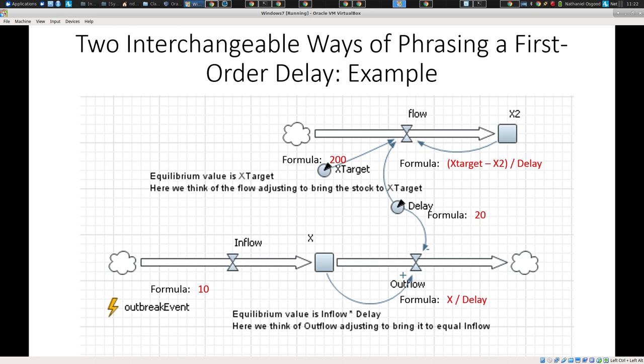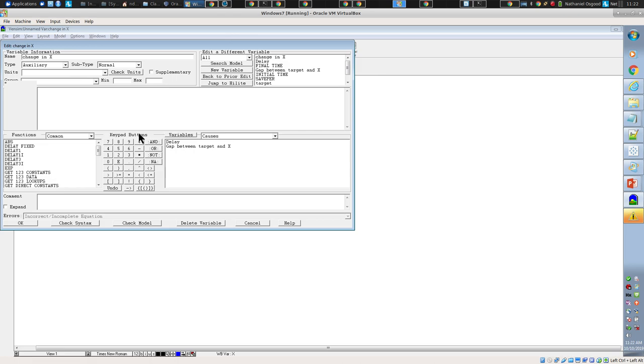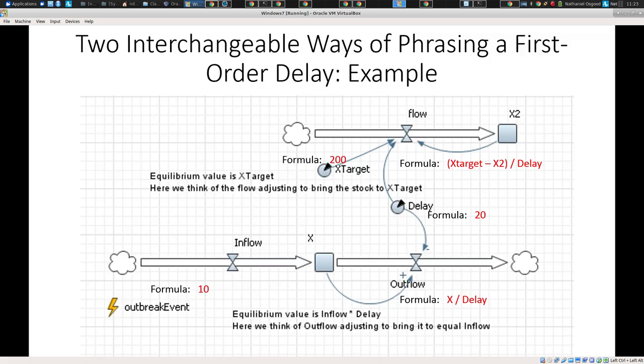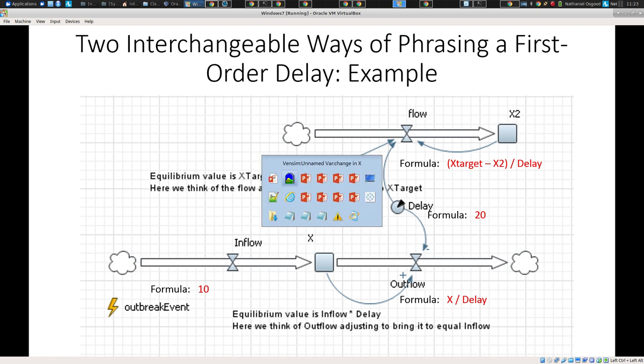Yeah, this is the gap, X target minus X2. I'm just spelling it out more explicitly, divided by the delay, okay? So it's going to be the gap divided by the delay. You notice all that gets collapsed down into one equation here, but I'm telling you it's useful to think of it in terms of gap. From a software engineering perspective, I like thinking about there being a gap, and this is part of the language of stocks and flows, or these declarative representations, that moves beyond the collapsed assembly language of ODEs, okay? And then it's going to be divided by the delay, right?